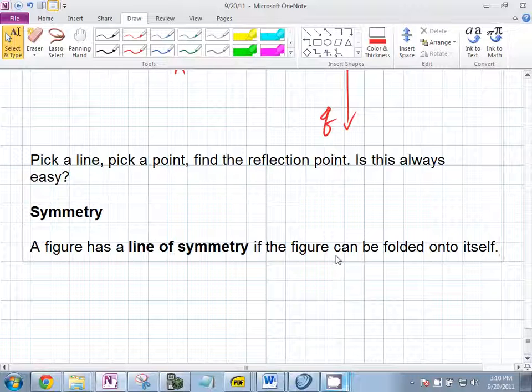How many lines of symmetry can a shape have? As many as you want. It could have an infinite number. How? Ah, you're going to have to think about that. But you need to be careful.